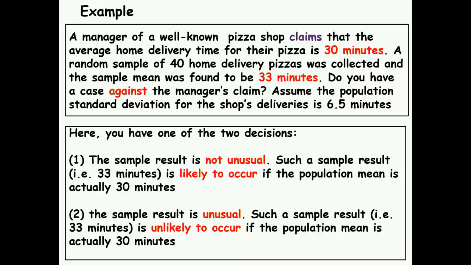But you got that result because you took a sample. So what does it mean? Maybe the manager is understating. The manager is not telling the truth. Maybe it takes 32 minutes. Maybe 32.5.